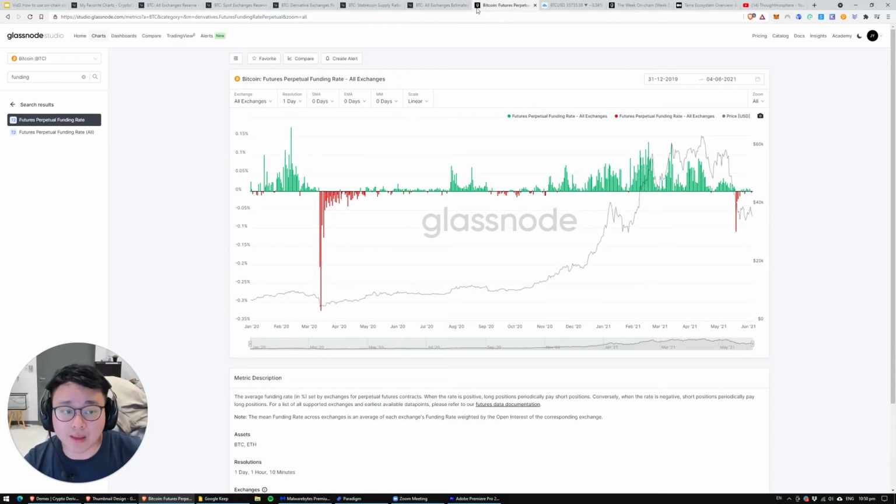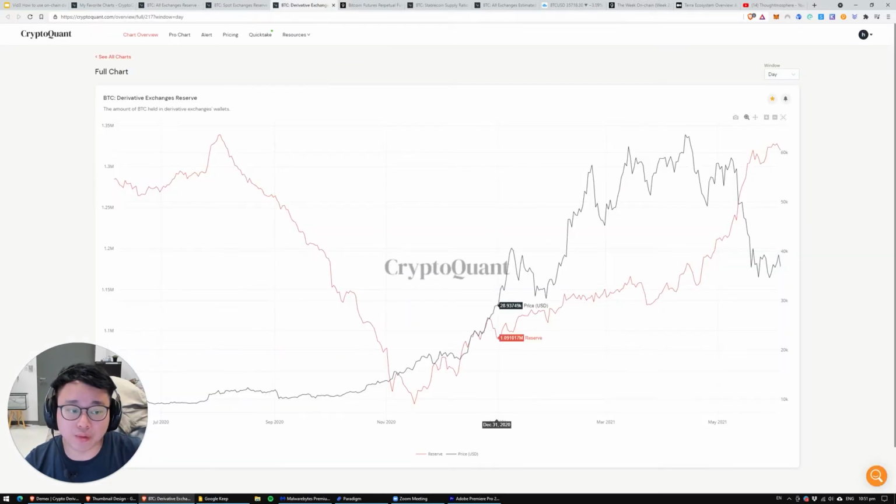So you'll notice that over here, the funding rate is actually not increasing. It's actually dropping, and this ties in very well with the derivatives exchange reserves starting to go up.